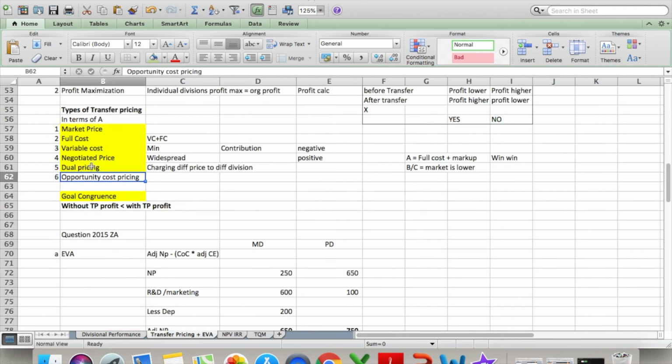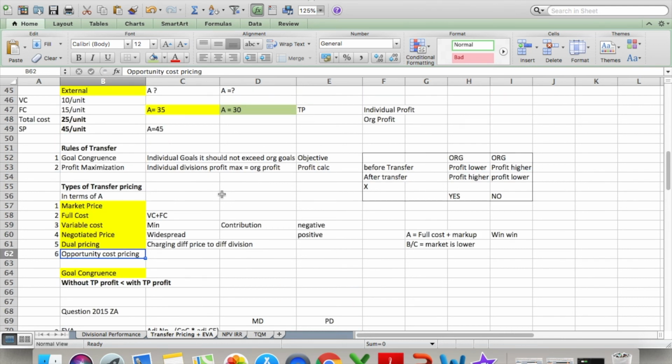The sixth point is opportunity cost pricing. This is not as such in your syllabus, but we're going to look at it with a question that we're going to do. The key thing that we've seen here is that goal congruence only works where profit without transfer price is less than profit with transfer price. That is exactly what I explained here, right?